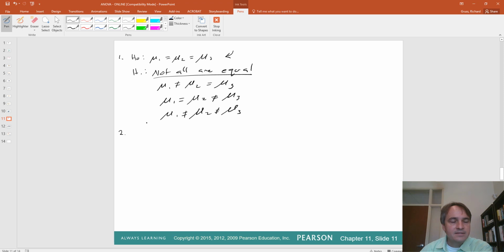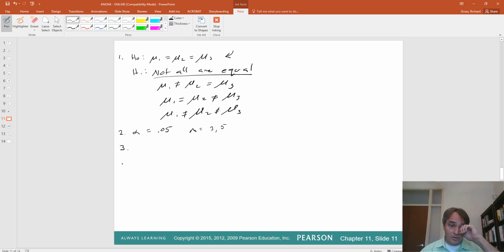Okay, and our second step is where you have to decide on your level of significance. Okay, and we said that without any other information, we set it at 0.05. That is our alpha. Confidence level 0.95. And our sample size, well, that was given to us. We had 3 groups, each of which contained 5.